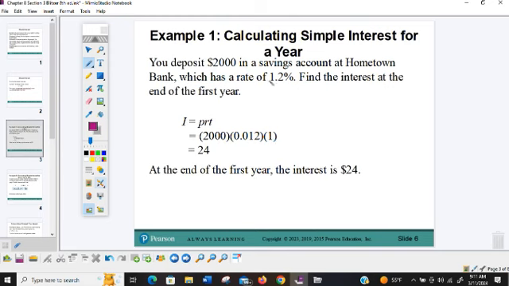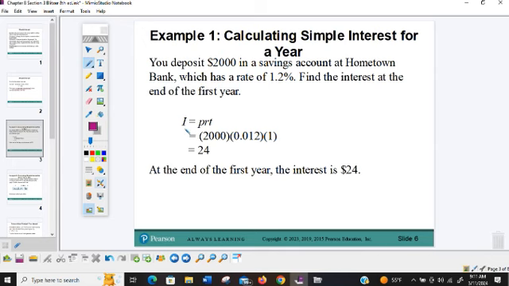You deposit $2,000 in a savings account at Hometown Bank, which has a rate of 1.2%. Find the interest at the end of the first year. Okay, so we want to know if you put this in there, how much money are you going to get by the end of the first year?